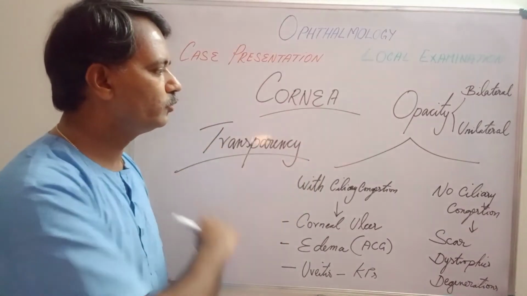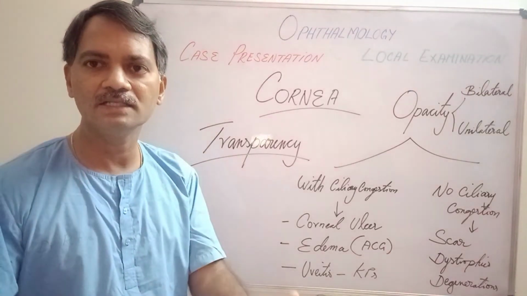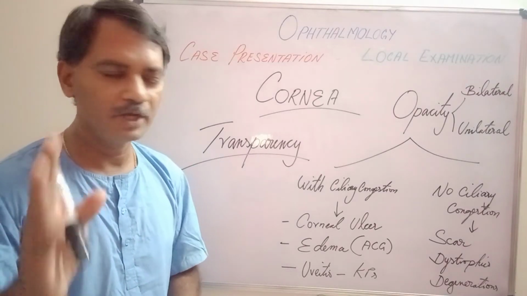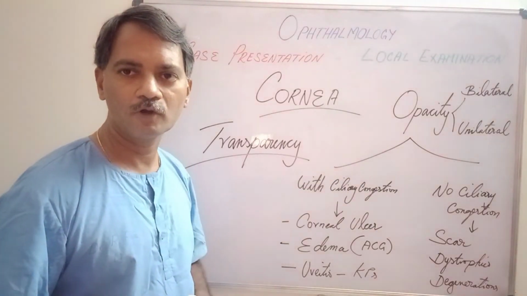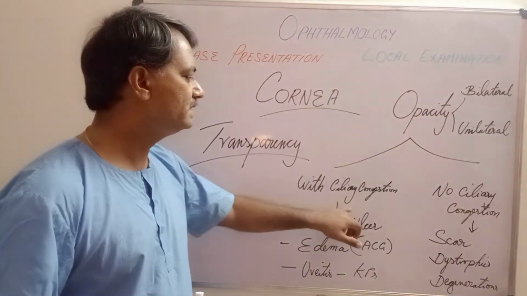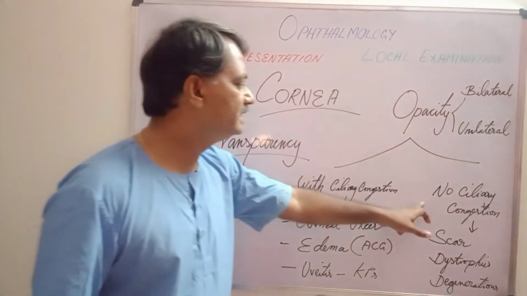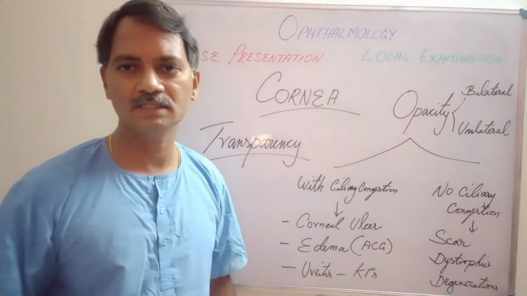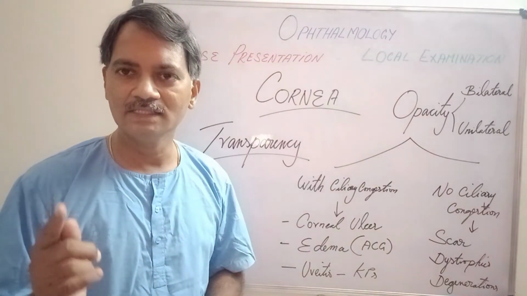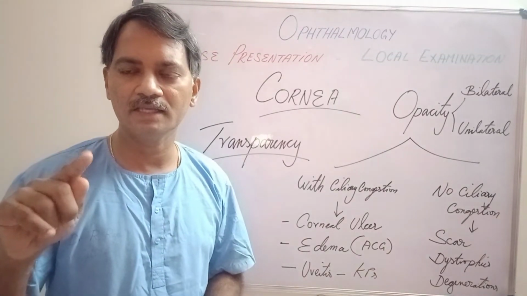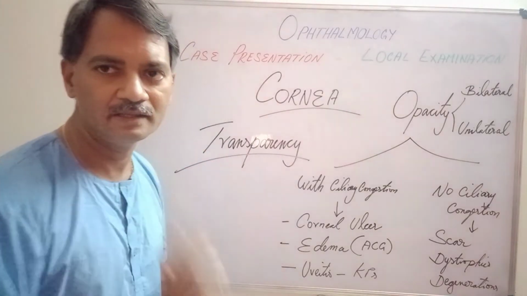When you consider unilateral corneal opacities, you have to think about many conditions. Before going to that, we will consider two things in the classification of corneal opacities. One is with ciliary congestion or circumcorneal congestion, and without ciliary congestion. Already when we discussed the conjunctiva, we told that congestion more around the cornea is called ciliary congestion or circumcorneal congestion. That is what we are considering here.